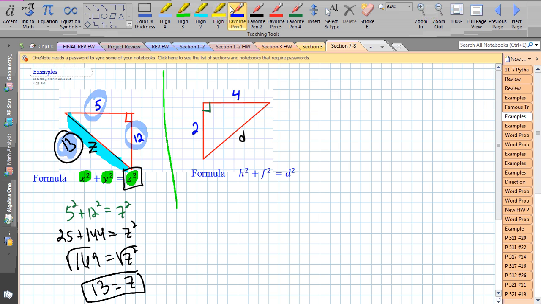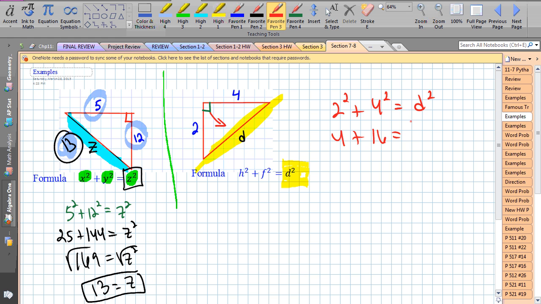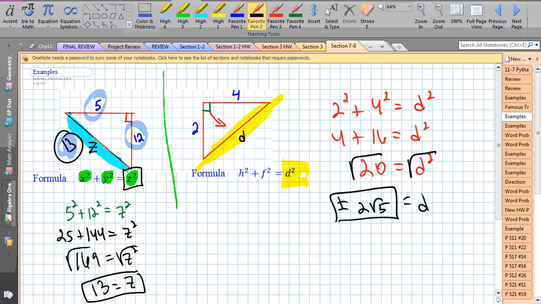Let's do our last problem in here. And now, notice that d squared is once again by itself. That is always going to be wherever the hypotenuse is. That's across from the 90-degree angle. So in this case, I have what? 2 squared plus 4 squared equals d squared. I got 4 plus 16 equals d squared. 20 equals d squared. And I don't want d squared, I want d, so I have to square root both sides. So d is technically plus and minus 2 radical 5. I can't have a negative side, so in the context of this problem, d is 2 radical 5.